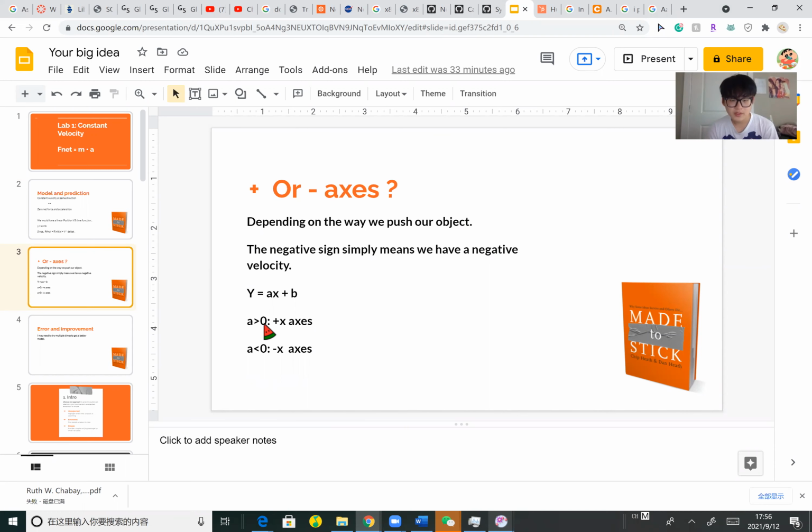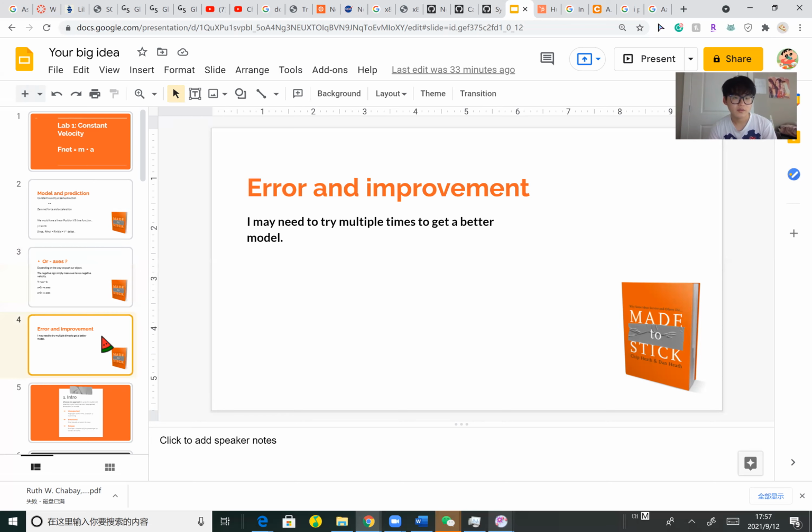So here we can see that A is our velocity, and the way the linear function goes depends on the velocity and the way we push the ball. We can see that the experiment result is consistent with our prediction model, but there can be improvement in our experiment, in our lab.